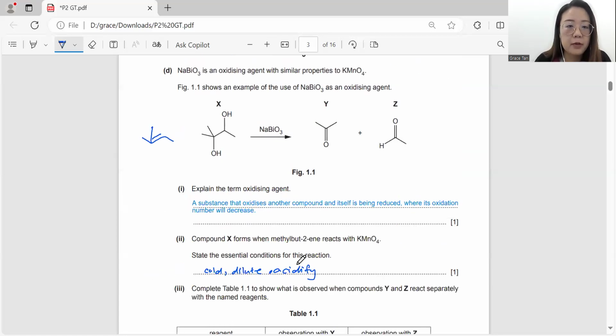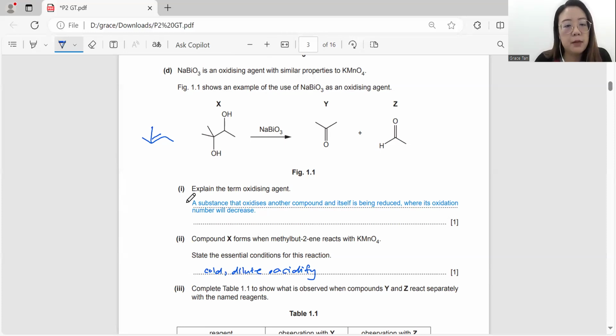NaBiO3 is an oxidizing agent with similar properties to KMnO4, and figure 1.1 shows an example of the use of NaBiO3 as an oxidizing agent. Explain the term oxidizing agent. So an oxidizing agent, I wrote, is a substance that oxidizes another compound and is itself reduced, and I added that its oxidation number will decrease because it is reduced. Maybe only the front part is needed for the mark, and maybe the mark is not allocated for the oxidation number, but it's okay. I would like to write a little bit more elaborately.